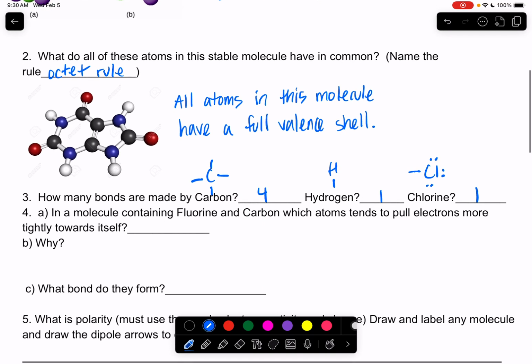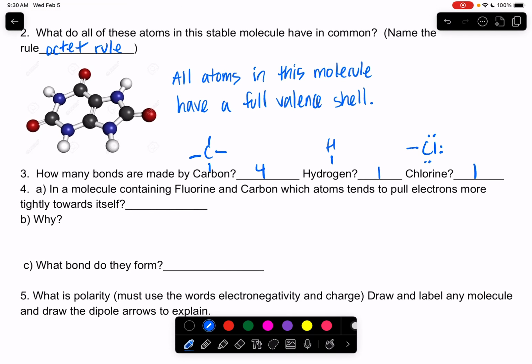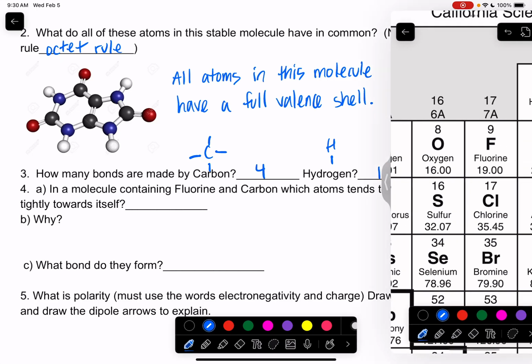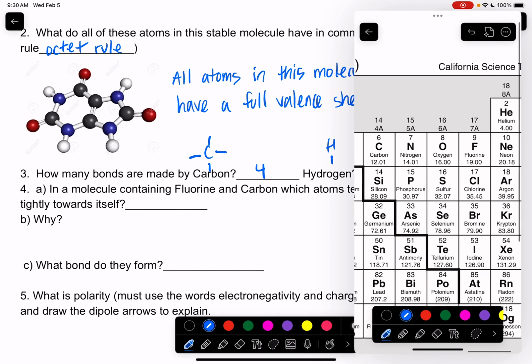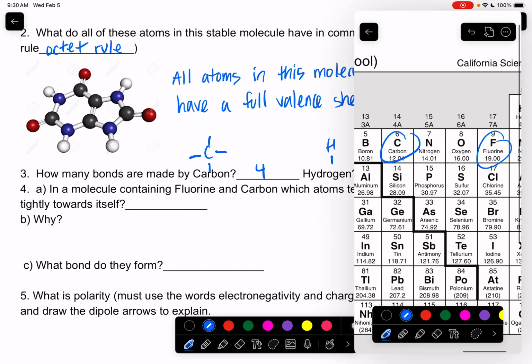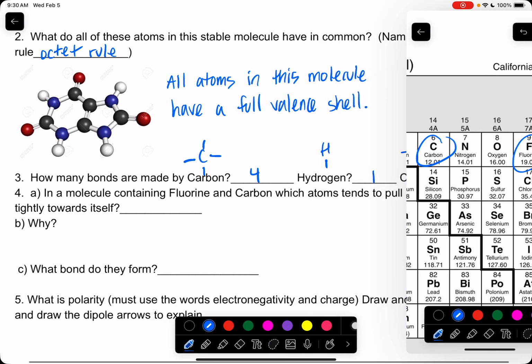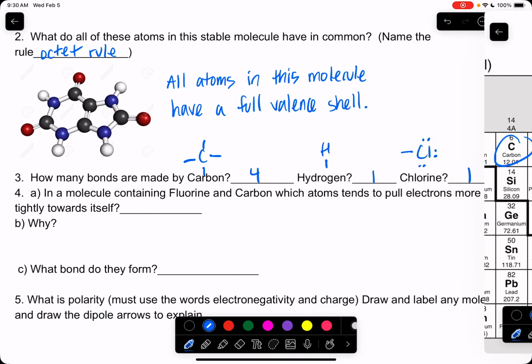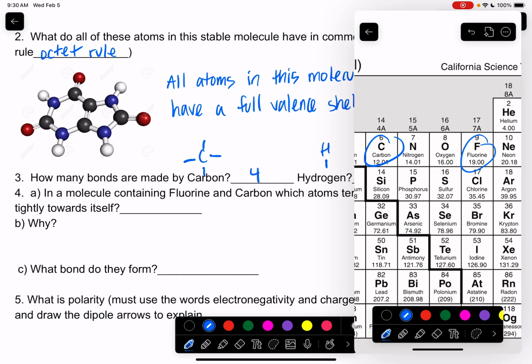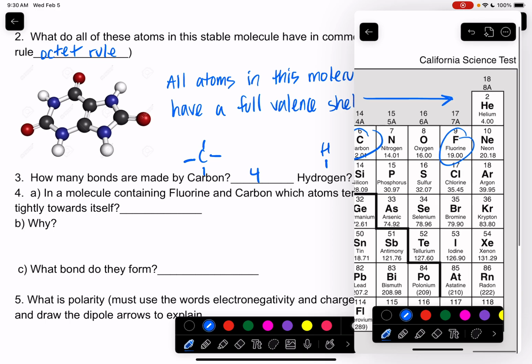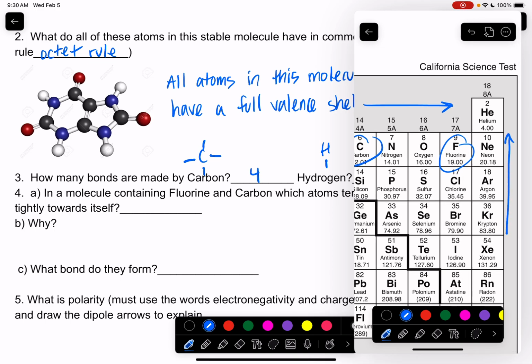The next one, in a molecule containing fluorine and carbon, which atoms tend to pull electrons more towards itself? So let's see, fluorine versus carbon. So here's fluorine, here's carbon. Atoms tend to pull electrons more towards itself. So in terms of electrons, electronegativity trend is increasing going this way and increasing going this way. So since fluorine is further to the right, that one is going to be pulling those electrons more towards itself.